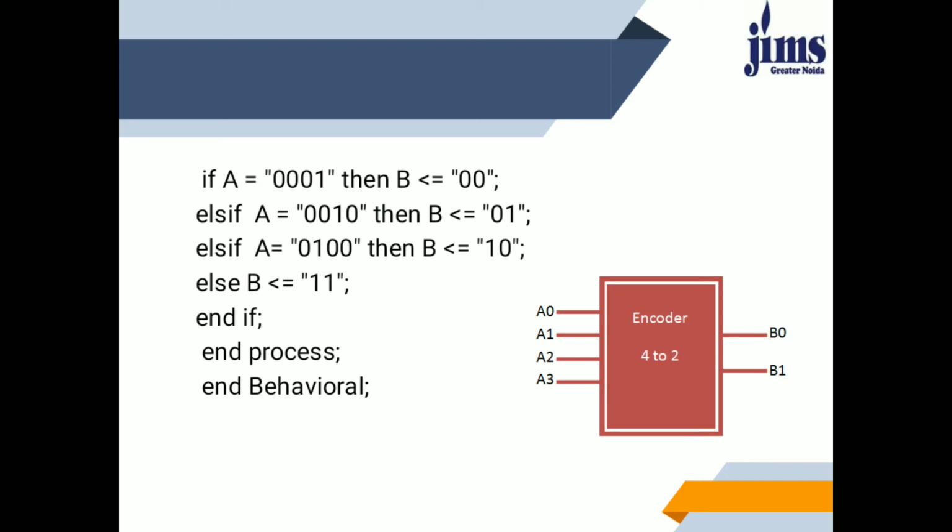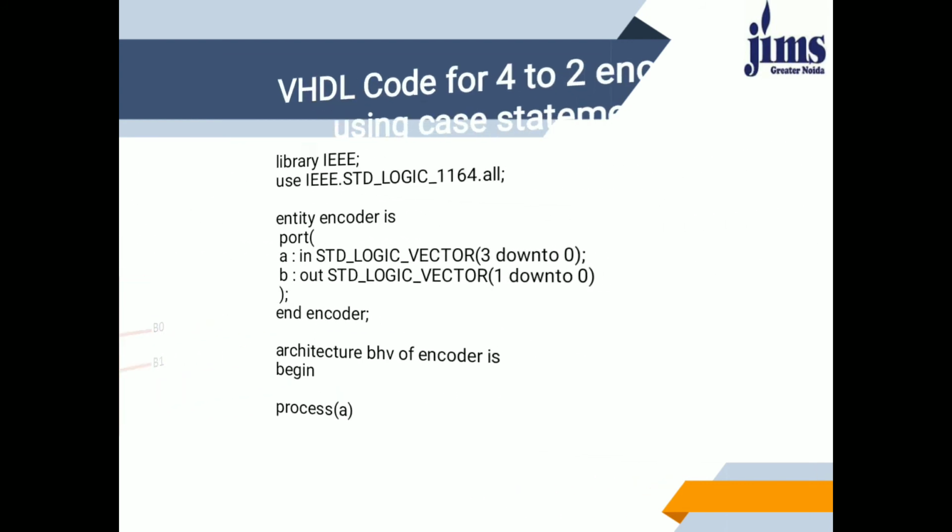Then the condition of B equals 1, 1, which is remaining, can be directly written here. We don't need to define else if A equals 1, 0, 0, 0, because this is the condition which is remaining among all. So we do not need to specify it at all. We just need to define the output which will be assigned if the remaining condition comes. So accordingly we will end if, end process, end behavior. This is the way we can write any encoder program.